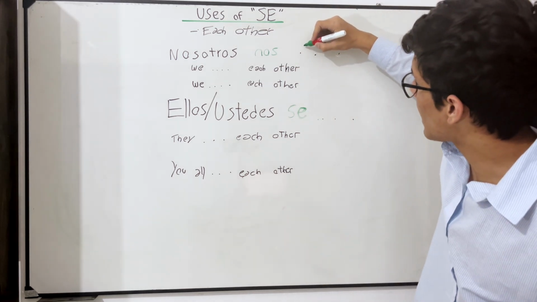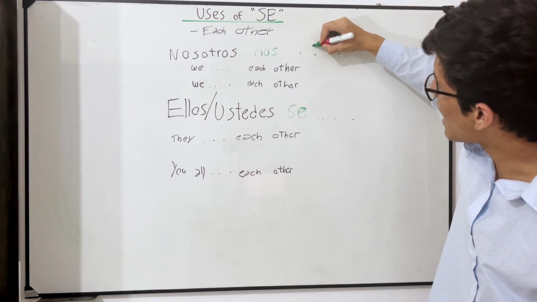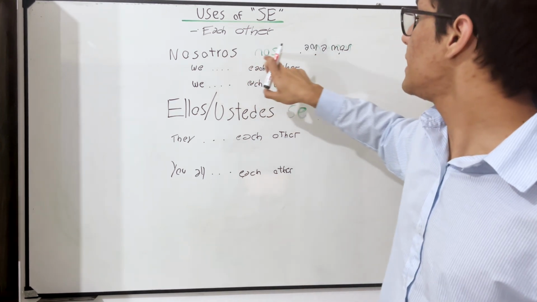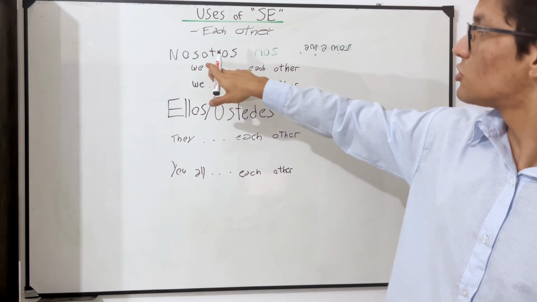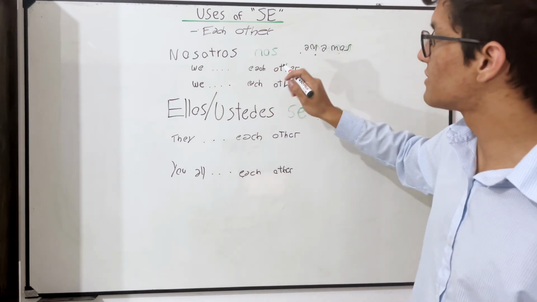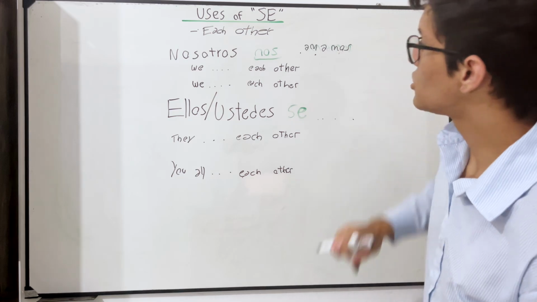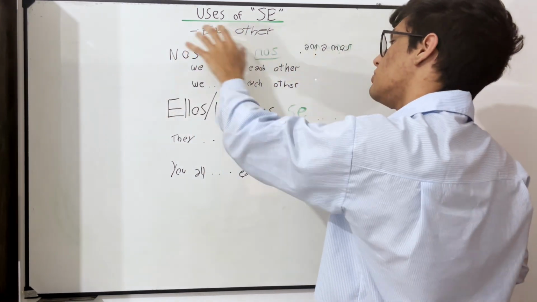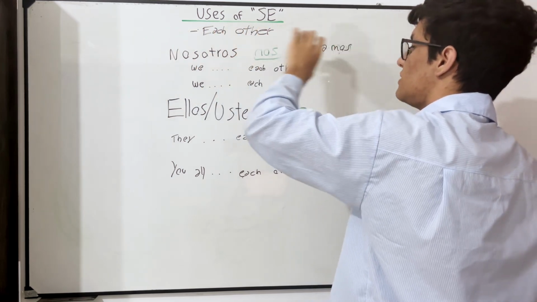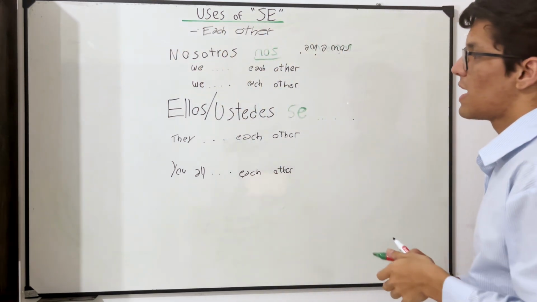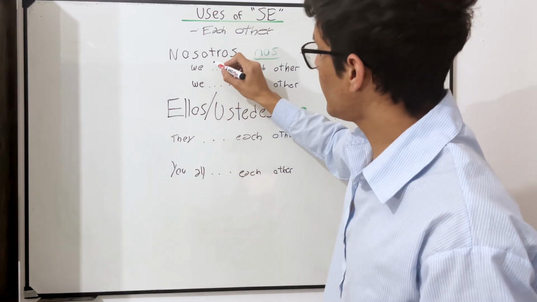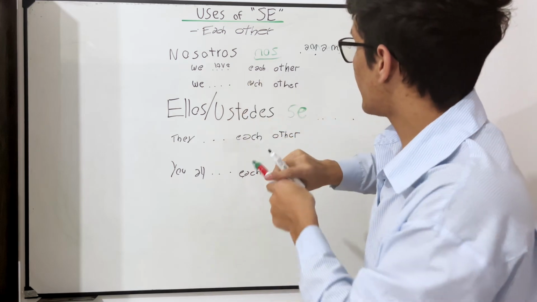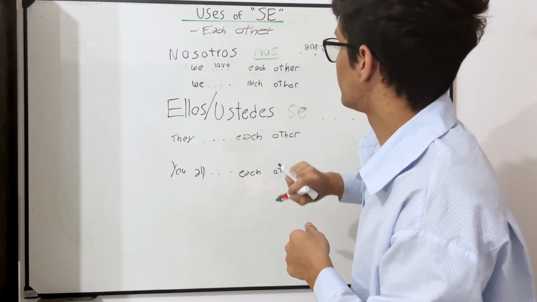For example, the verb amar, nosotros nos amamos. This means we love each other. Nosotros nos amamos. So in this context, nos refers to each other. Specifically when we say we and then each other. Okay, so this is the structure that we have to use. We can translate this, we love each other. We love and each other would be nos in this case, right?